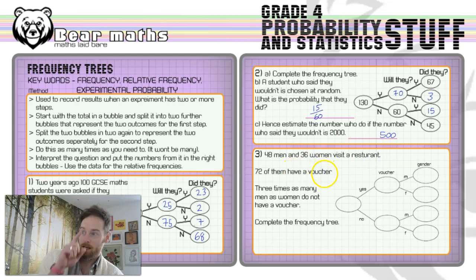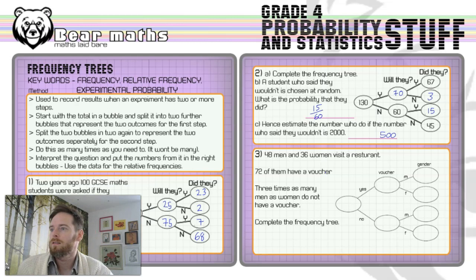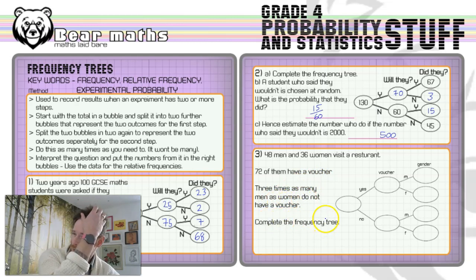Now, question number 3 is definitely a bit trickier. We've got 48 men and 36 women visit a restaurant. 72 of them have a voucher. 3 times as many men as women do not have a voucher. Complete the frequency tree. So there's some weird stuff going on here. We don't know some of the numbers, right?